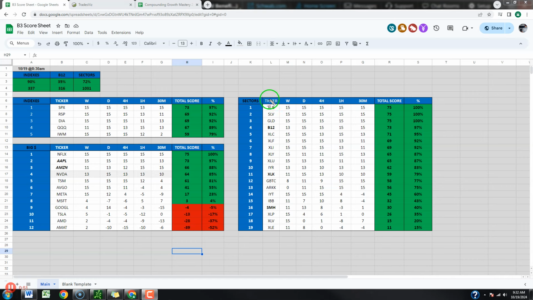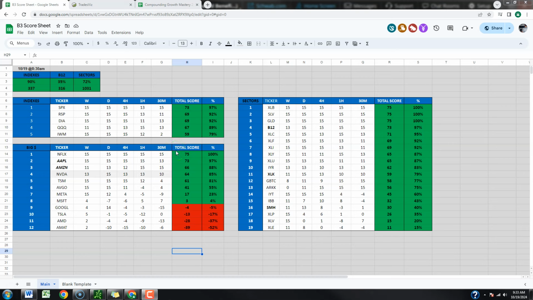For the sectors, you have XLB, silver, gold, the Big 12. Communications, financials, industrials, XLY. Here's Big Tech. Here are the big semis. None have a negative score. XLB, XLC, definitely stronger than healthcare and energy. But everything looking green, and then the Big 12.